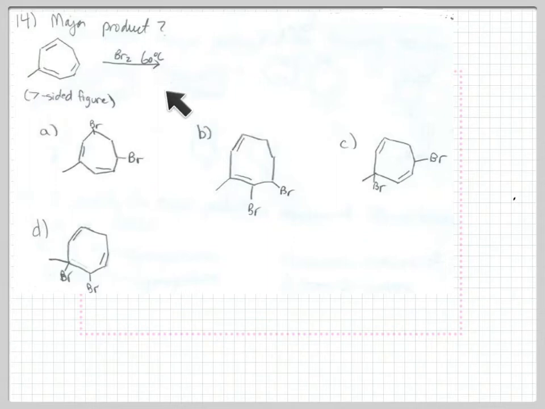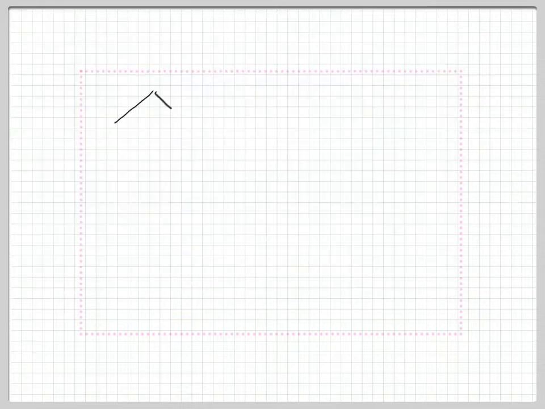One possibility is that the bromine will attack in this position. The other is that the bromine will attack in this position. Remember that the electrophilic attack will always be on the ends of the conjugated system, never in the middle, because that would destroy conjugation and create a less stable intermediate.